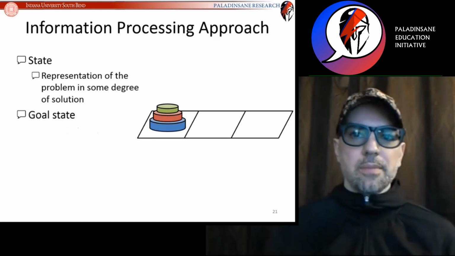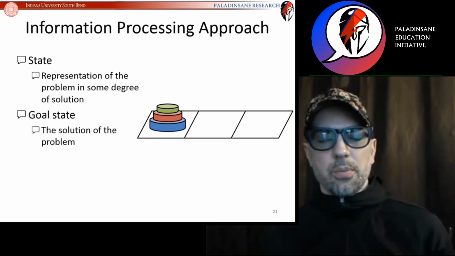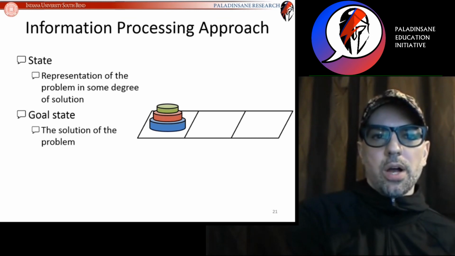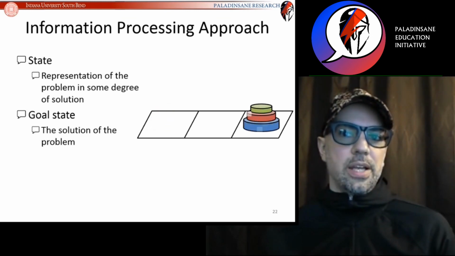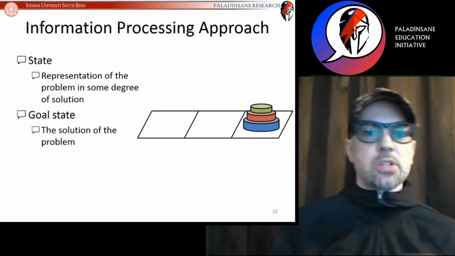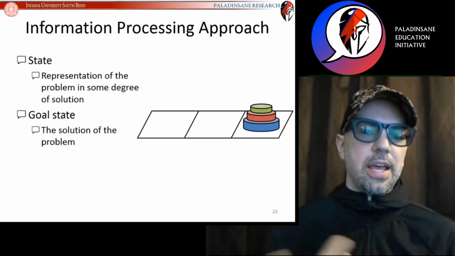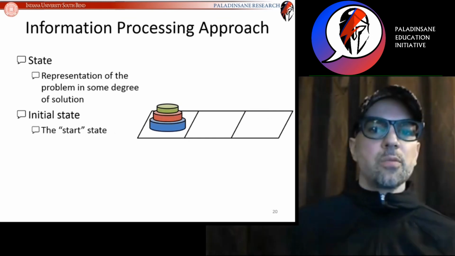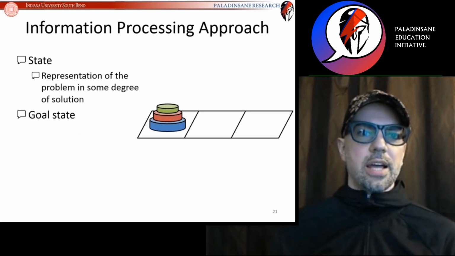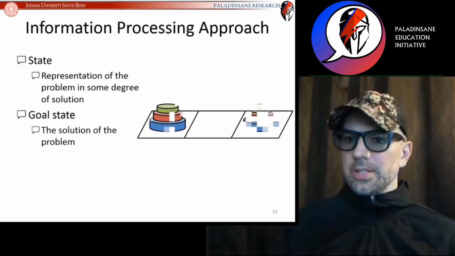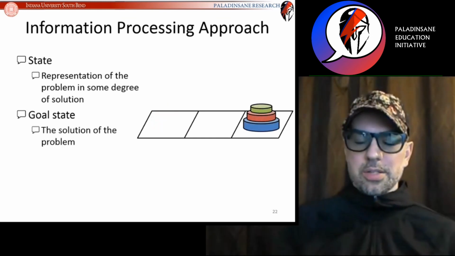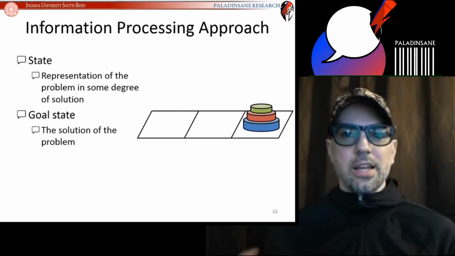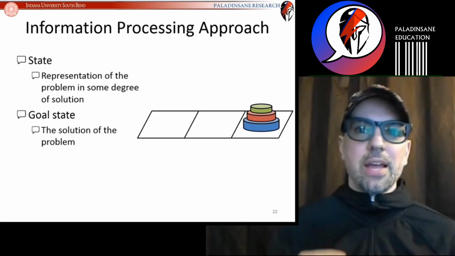Your goal state is where you have the solution to the problem. So the start state is all three disks in position number 1. The goal state is all three disks in position number 3. So that's where we eventually want to get to. So we have the start state. That's where we begin. We have the goal state. That's where we end. And this is a problem because there's an obstacle between the initial state and the goal state, and it's not obvious how we get there.